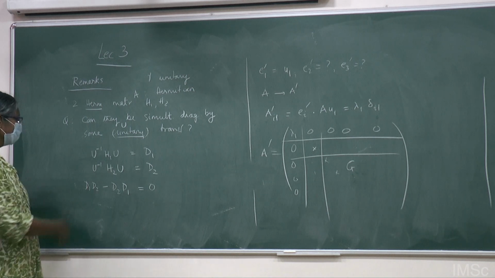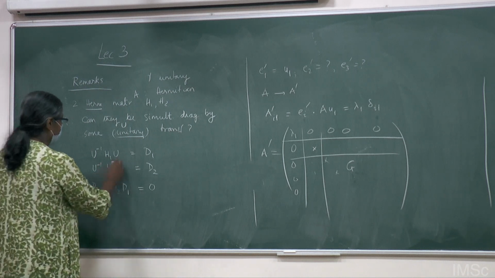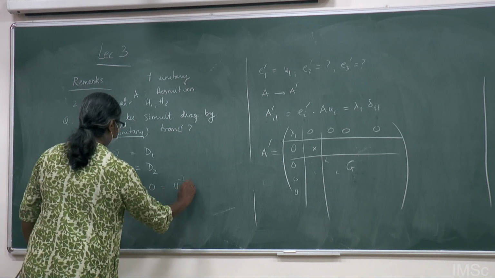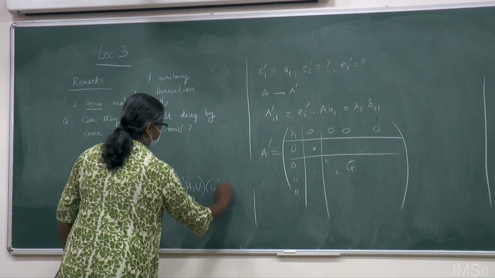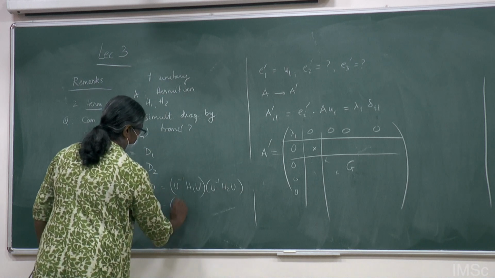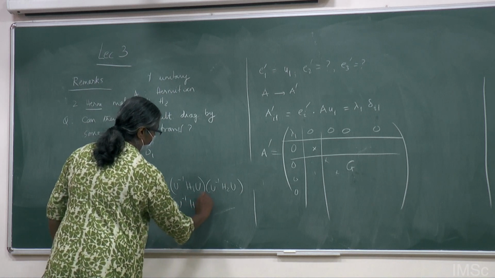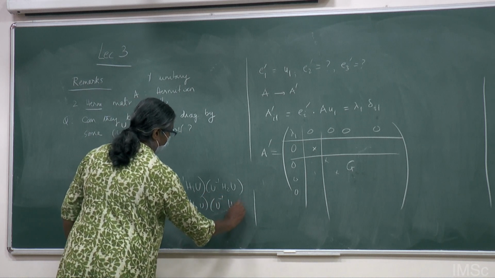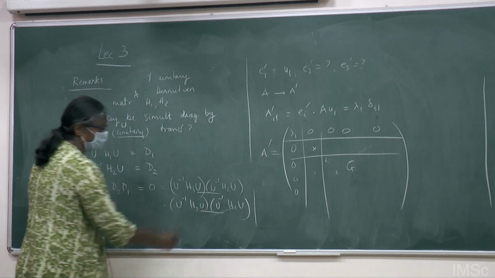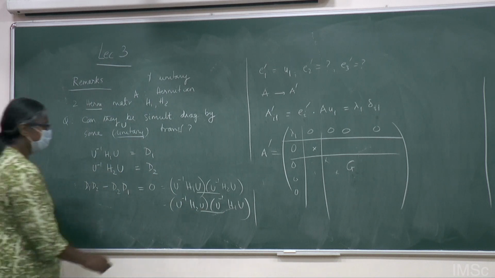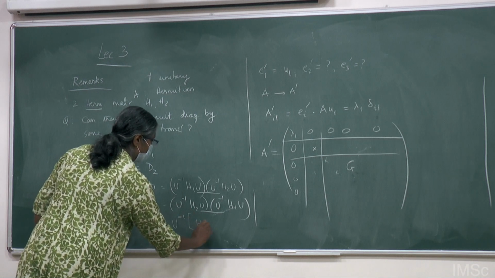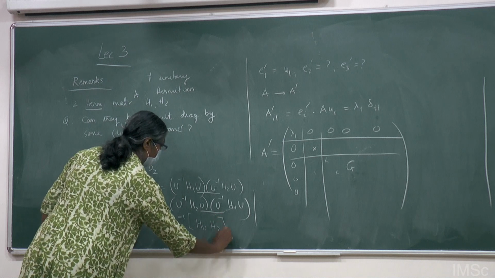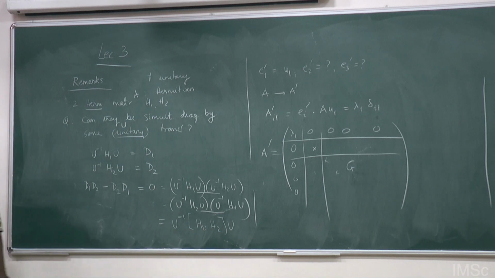So D1 D2 minus D2 D1 is 0, and what is that? D1 D2 is U inverse H1 U inverse H2 U minus U inverse H2 U inverse H1 U, and what do you know about U inverse? So this is U inverse H1 H2. Is this clear? But we know that they are diagonal.